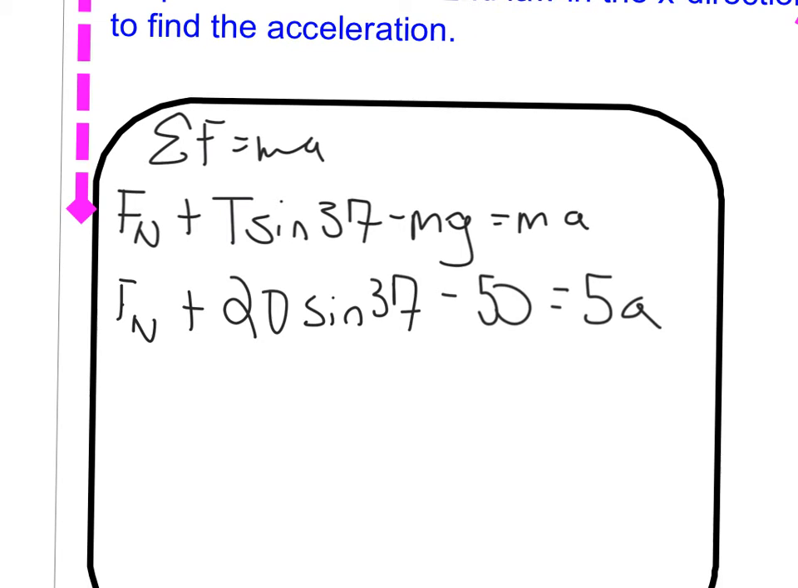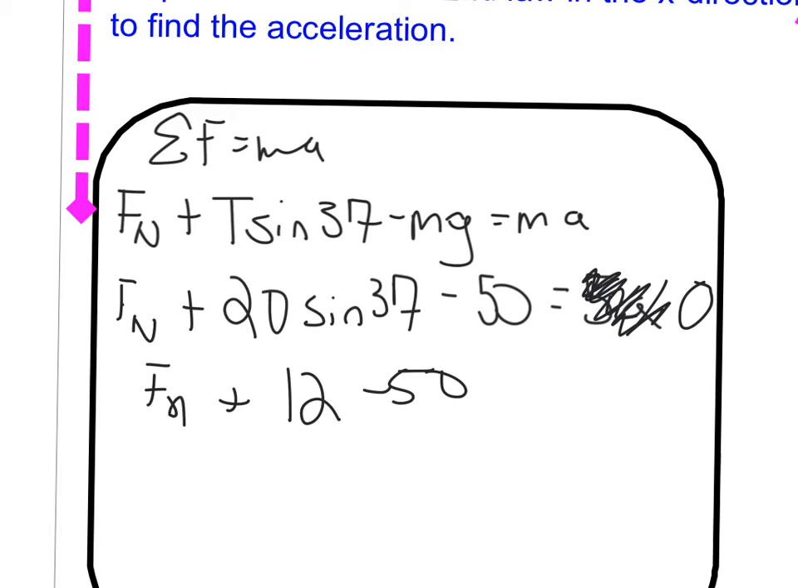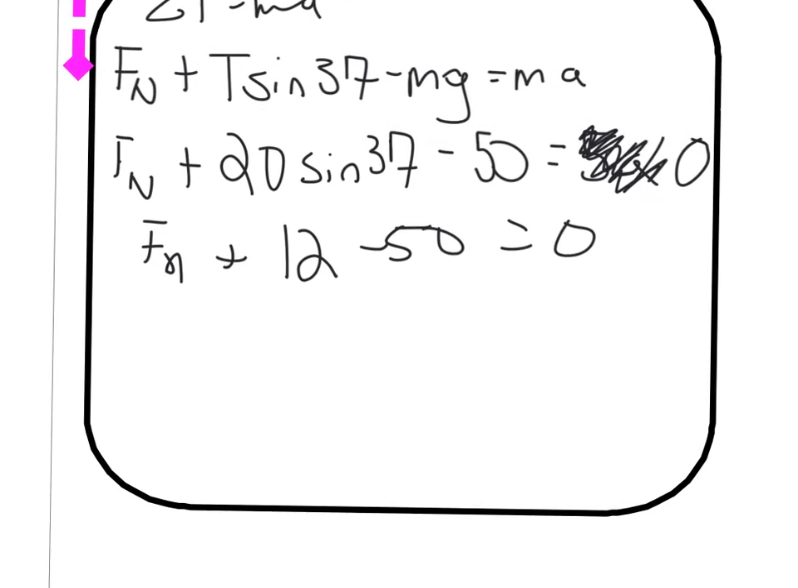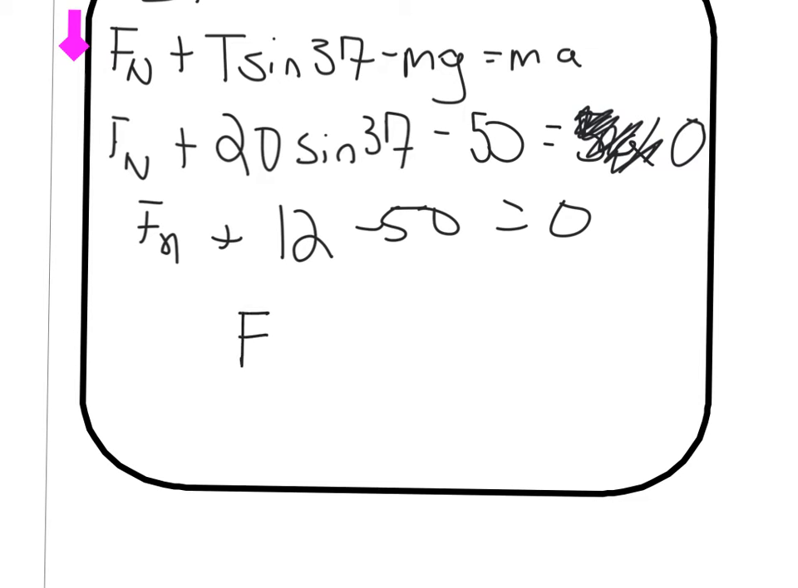We also know our acceleration, and it is 0 because we're not moving up or down. This all gets canceled out. Unfortunately, my eraser function is not working very well, so I'll just scratch it out. And it's all equal to 0. We substituted in a 0 for a, multiplied by 5. It's still 0. So again, I believe sine 37 times 20 is 12, minus 50, plus my normal force equals 0. When we math that around, we get a normal force of 38 newtons.